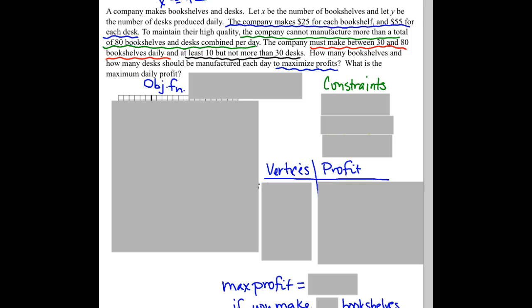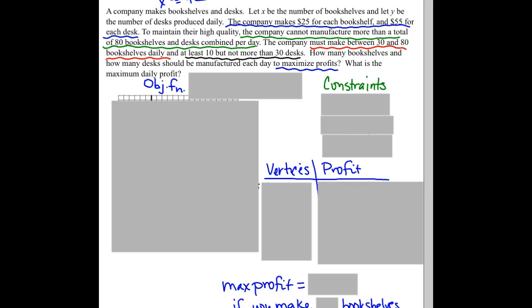Okay, so it says a company makes bookshelves and desks. Let X be the number of bookshelves and Y be the number of desks produced daily. The company makes $25 for every bookshelf and $55 for every desk. To maintain their high quality, the company cannot manufacture more than a total of 80 bookshelves and desks combined per day. The company must make between 30 and 80 bookshelves daily and at least 10 but not more than 30 desks. How many bookshelves and how many desks should be manufactured each day to maximize profits? And what is the maximum profit?